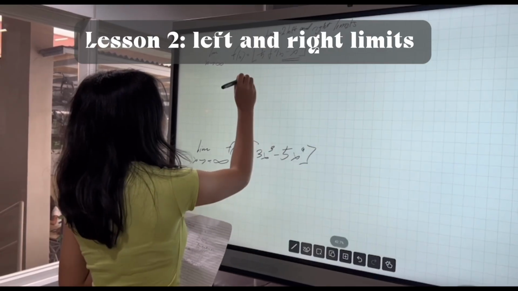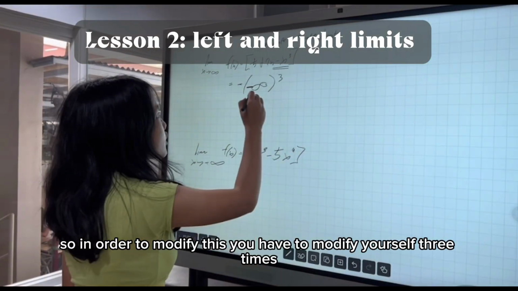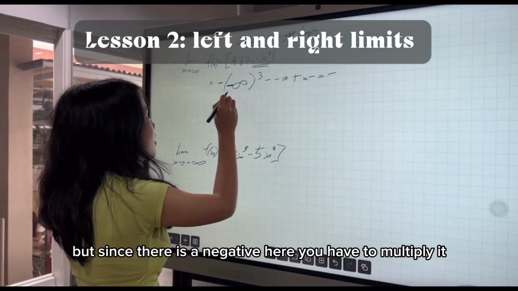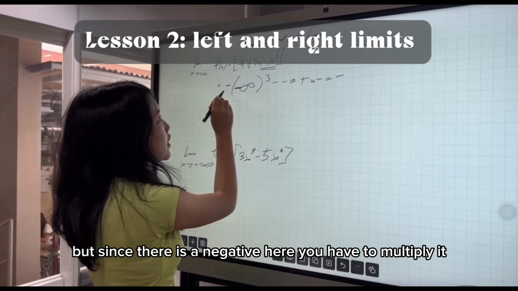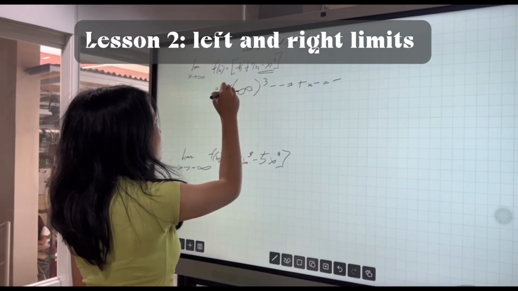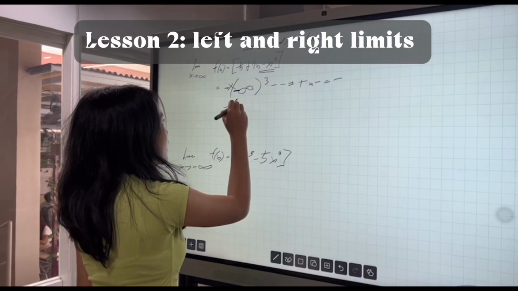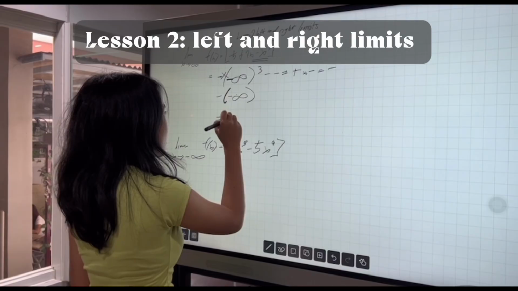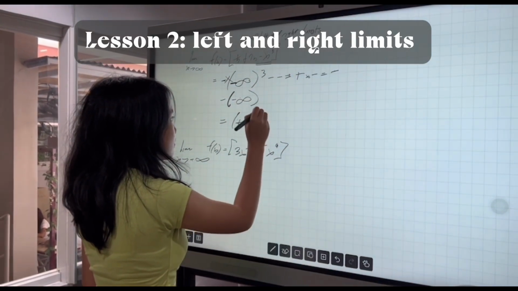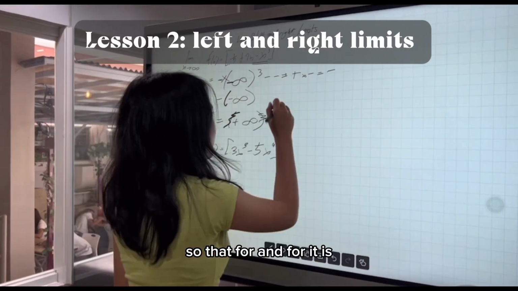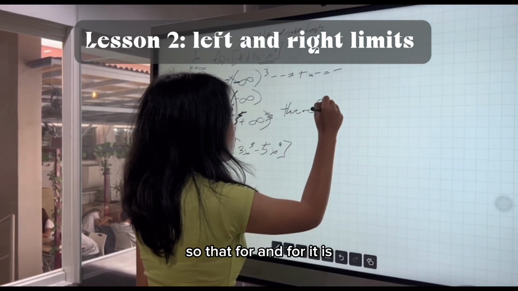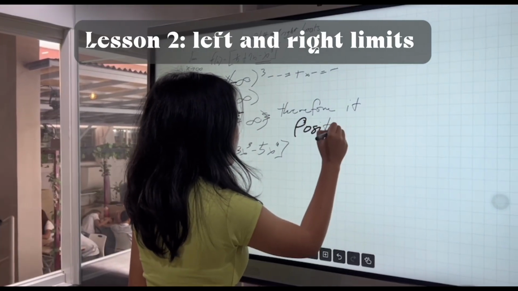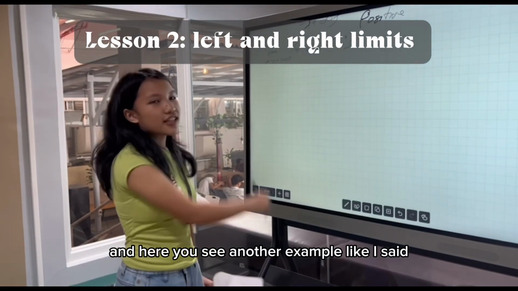In order to multiply this, you have to multiply it by itself 3 times. It is still negative. But since there is a negative here, you have to multiply it. So negative times negative equals positive 18. So therefore, it is positive. And here you see another example.